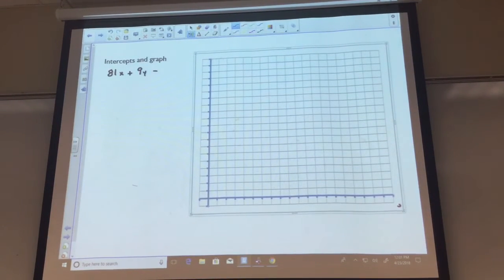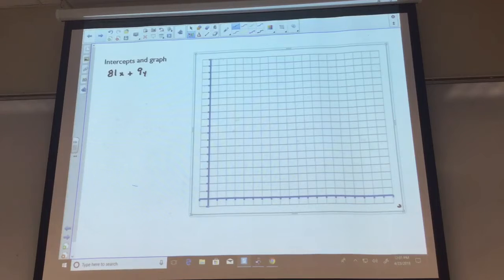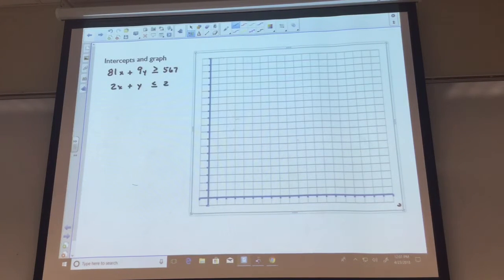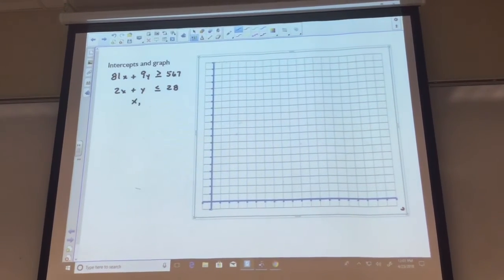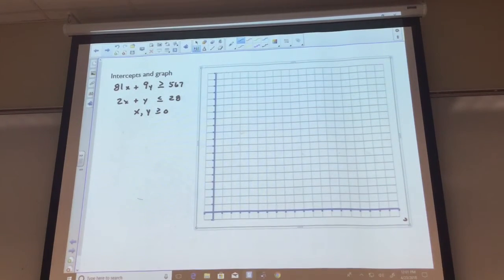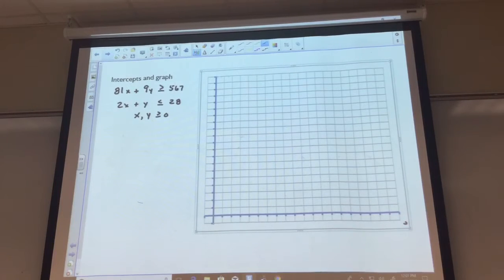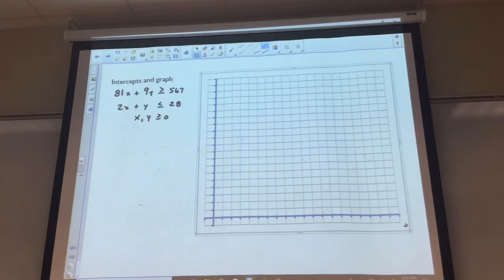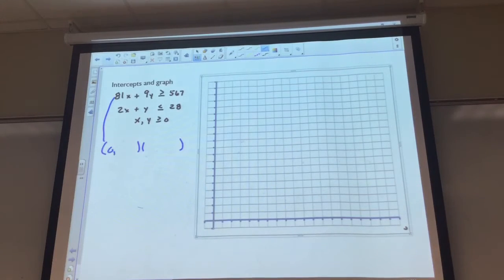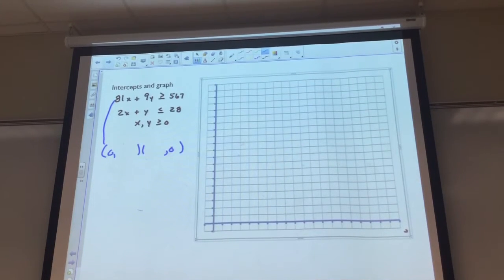...plus 9y had to be greater than or equal to 567. And 2x plus y had to be less than or equal to 28. And we knew that the x and the y values had to be greater than or equal to 0. So where do I go now? Intercepts. If x is equal to 0, and if y is equal to 0.